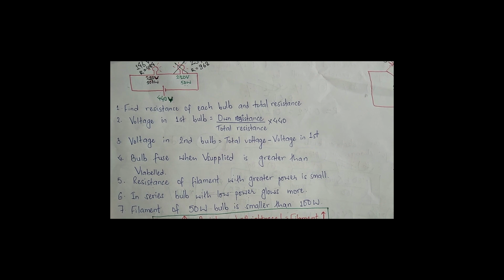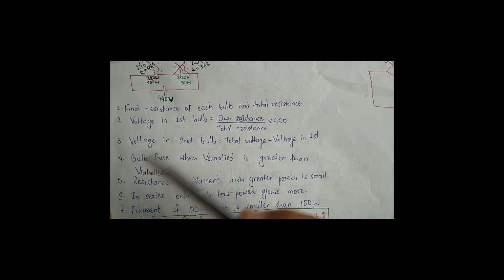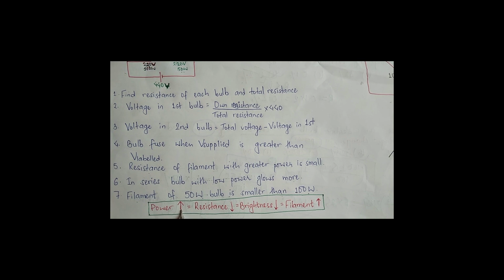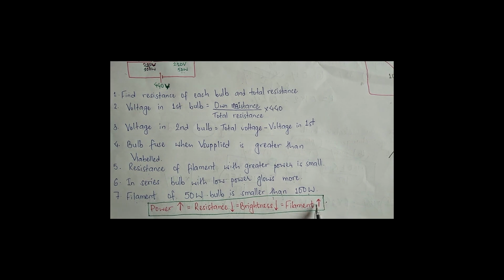And then filament of 50 watt bulb is smaller than 100 watt. So the more watt, thicker filament. So I have given the relation like this: power high, resistance low. Bulb with power high has low resistance, low brightness, but the filament is maximum. So filament is thick. Power high, low resistance, low brightness, thick filament.